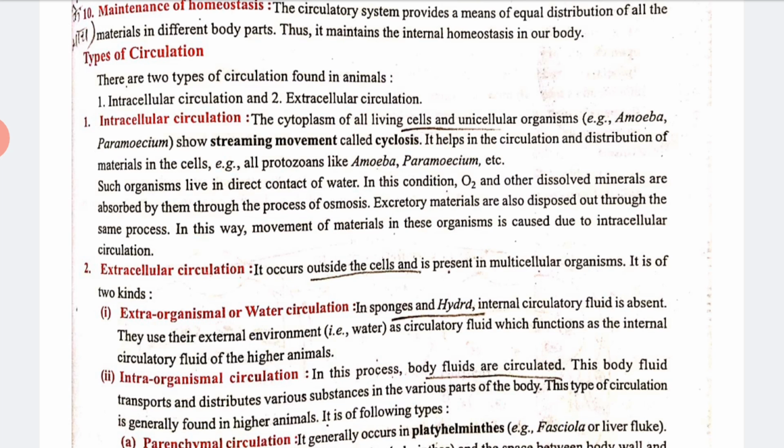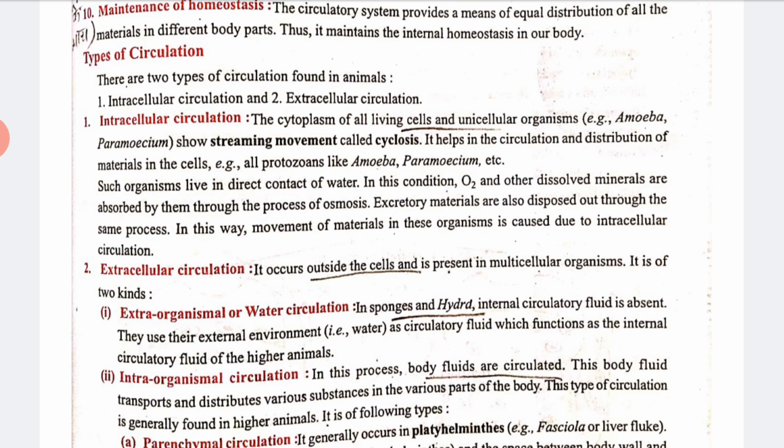Okay, now let's see which types of circulation are found. There are two types of circulation found in animals, that is intracellular and extracellular. If you remember, we have already studied this in our chapter number 16. As you know, it is clear by the word that intracellular means inside the cell, where the circulation takes place in the cytoplasm of all living cells and unicellular organisms like amoeba and paramecium. So in this way the circulation takes place inside the cell.